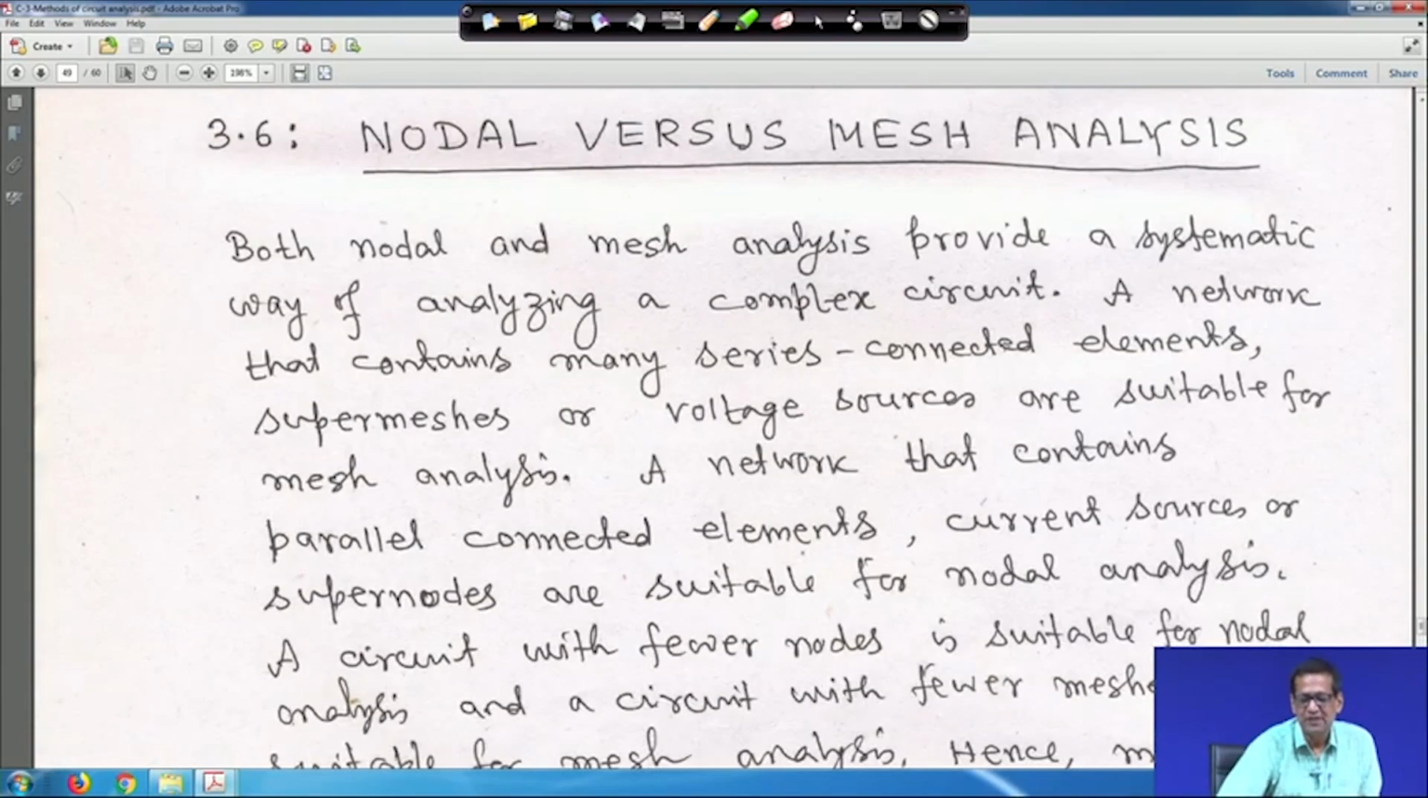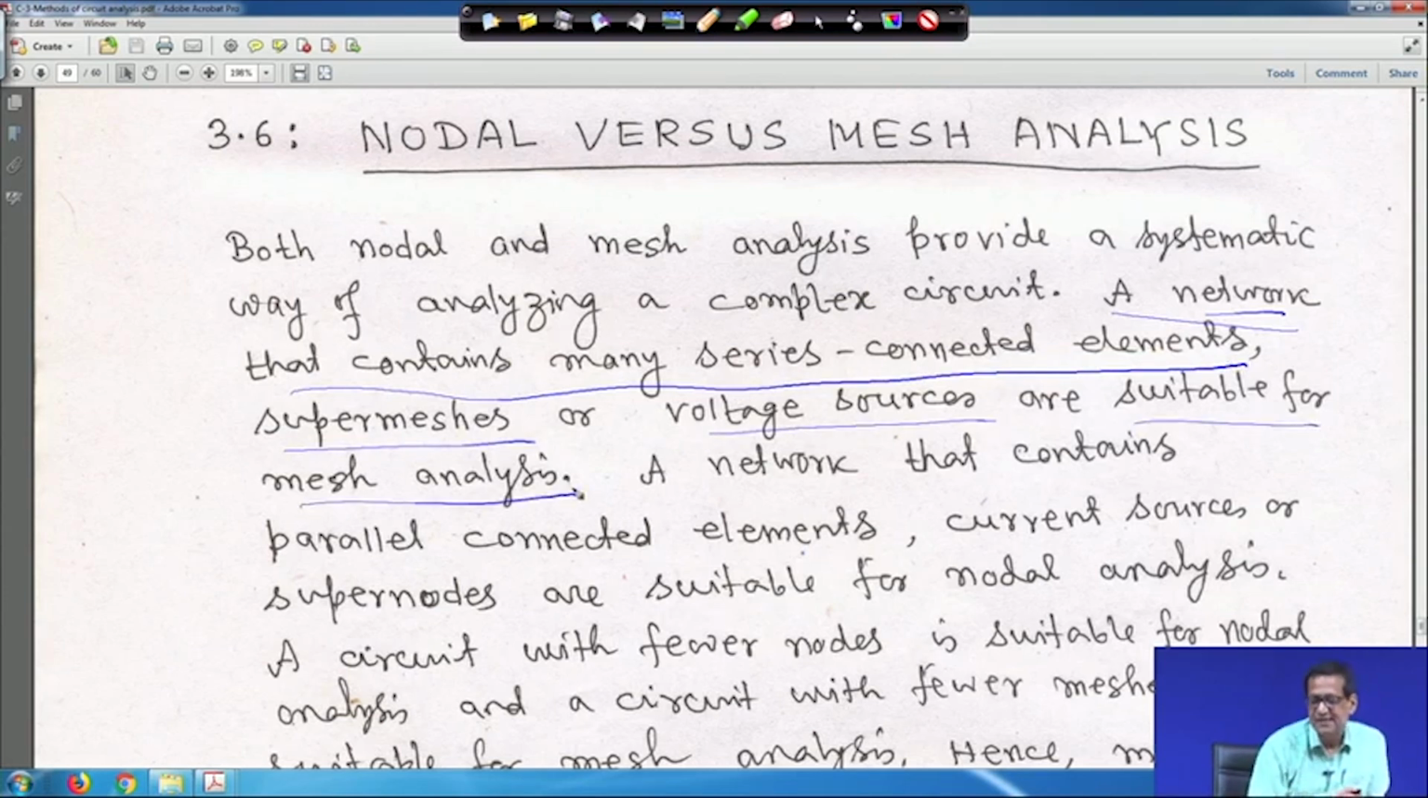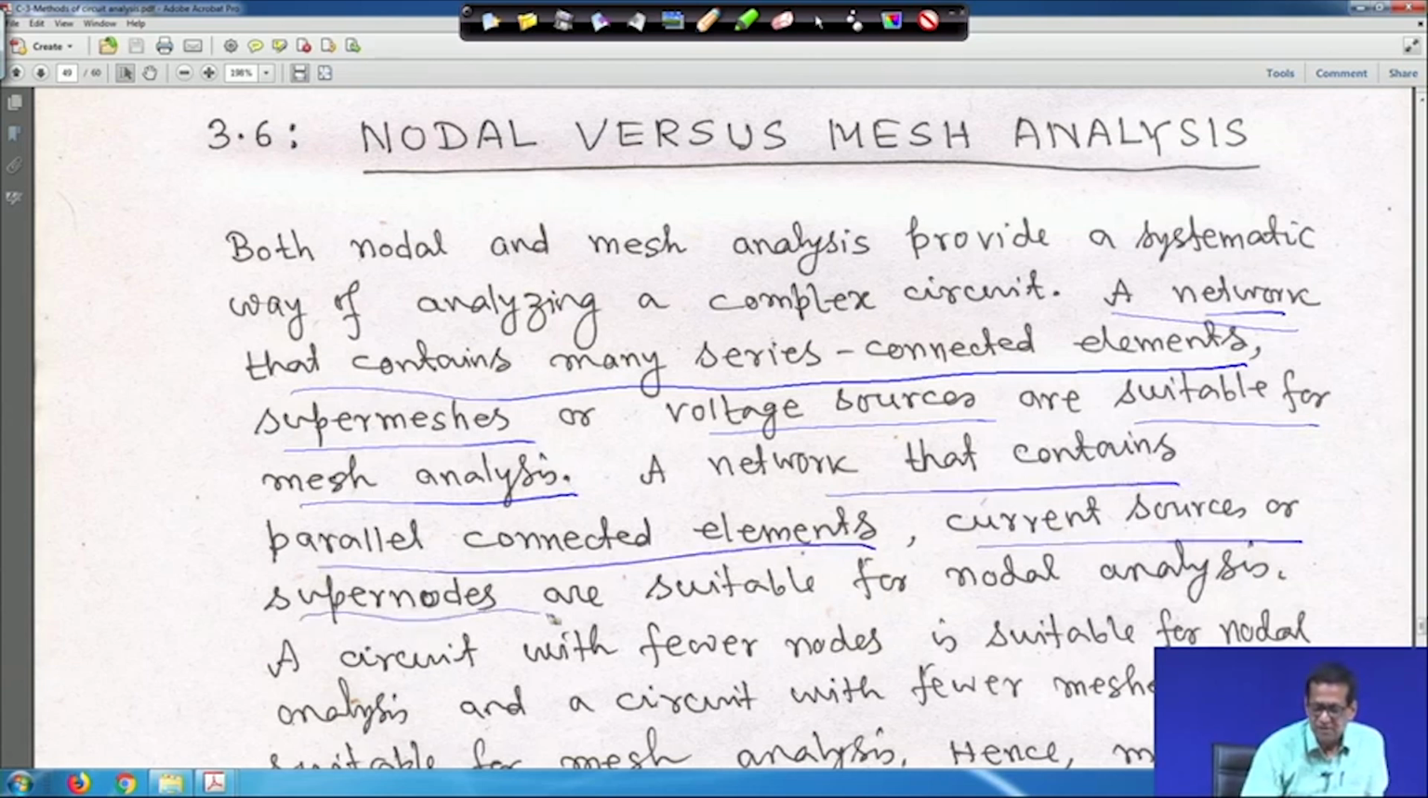Where will you go for nodal analysis and where will you go for mesh analysis? Generally, both nodal and mesh analysis provide a systematic way of analyzing a complex circuit. For example, a network that contains many series connected elements, super meshes or voltage sources is suitable for mesh analysis. Similarly, a network that contains parallel connected elements, current sources or super nodes is suitable for nodal analysis.